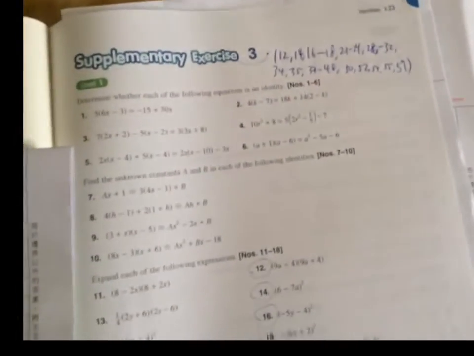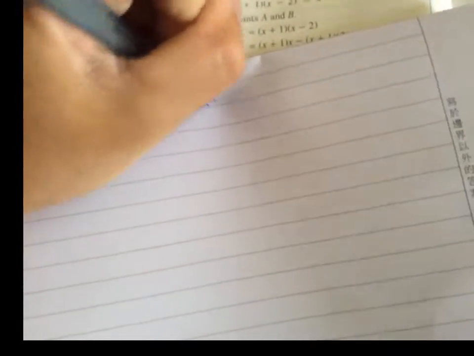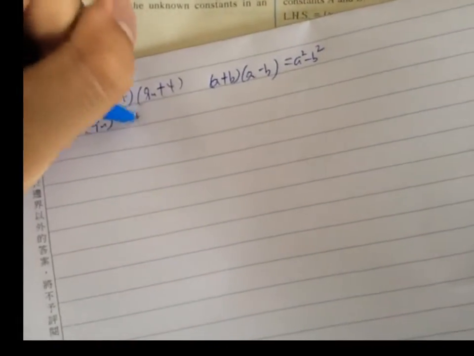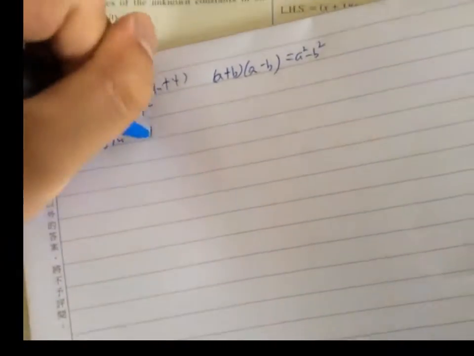Now we are going to do supplementary exercise 3. Question 12: (9u minus 4)(9u plus 4). We use the identity (a plus b)(a minus b) equals a squared minus b squared. So with (9u) squared minus 4 squared, 9 squared is 81, u squared, and then minus 16.